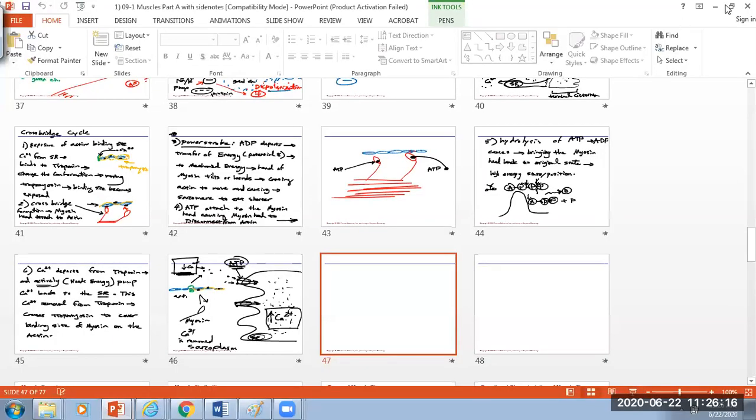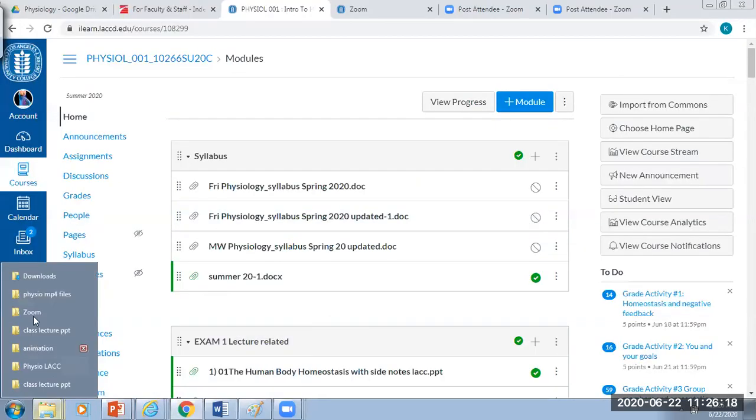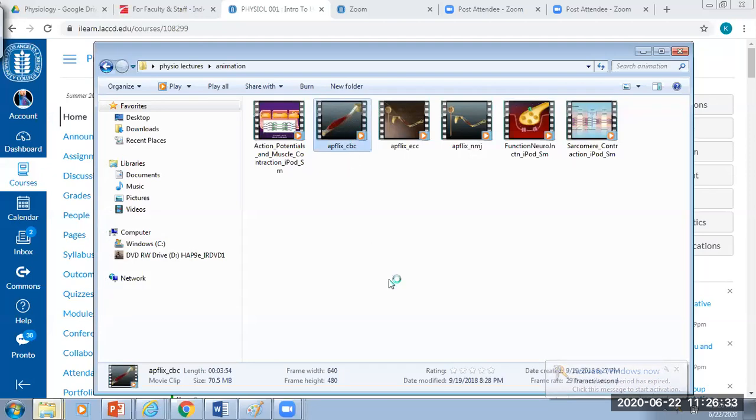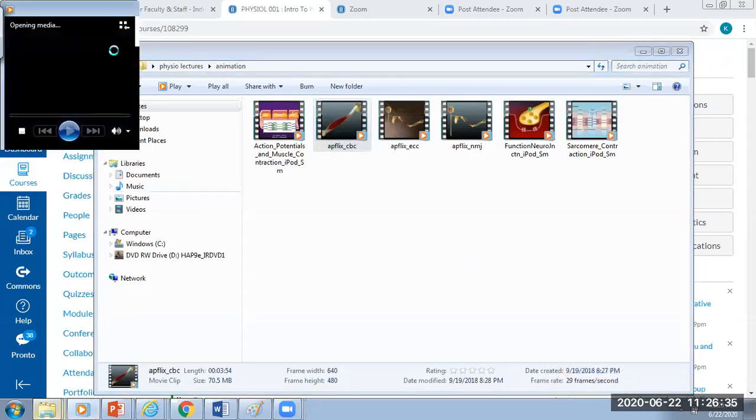Let's discard this and take a look at the animation. This is called cross bridge formation. Cross bridge formation. Let's take a look at that.